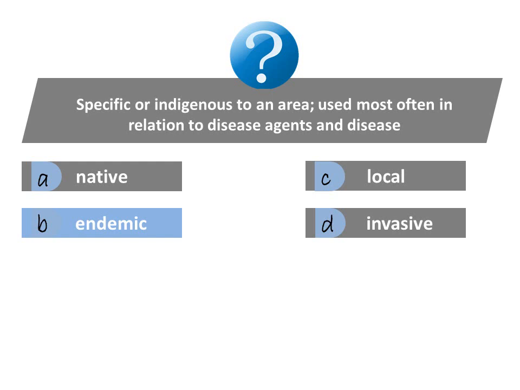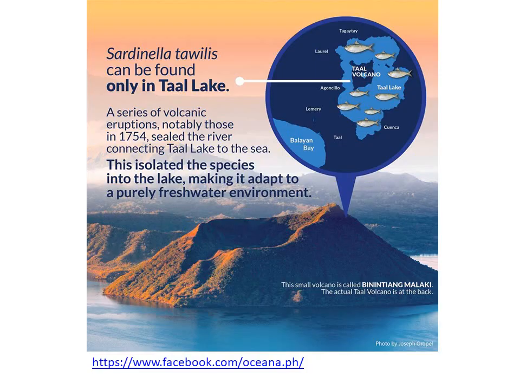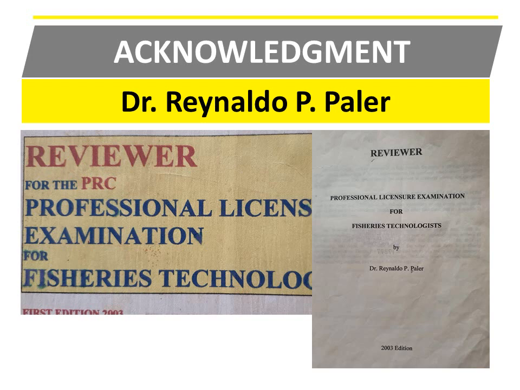So, pag meron organism, for example, isda, nakikita sa area na yun lang, hindi na siya nakikita sa ibang lugar, doon lang talaga sa isang lugar, specific. So, yung tawag doon ay endemic. Ibig sabihin, endemic siya sa ganong lugar. Doon lang talaga siya nakikita. For example, is Sardinella tawilis. It is the only freshwater sardine and can only be found in Taal Lake. That means Sardinella tawilis is endemic to Taal Lake. Dun lamang siya nakikita. Okay, maraming salamat.